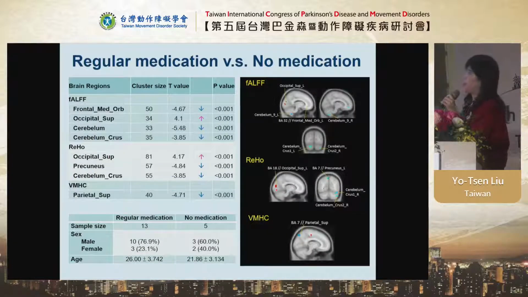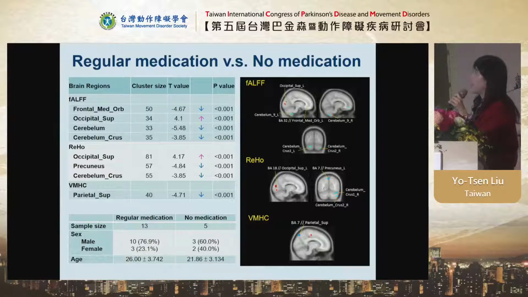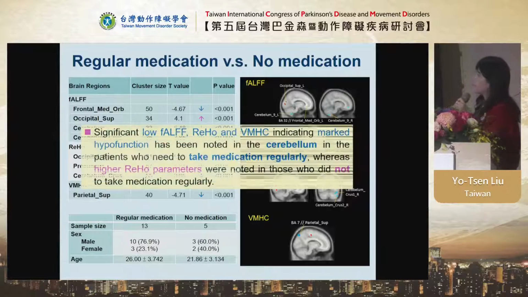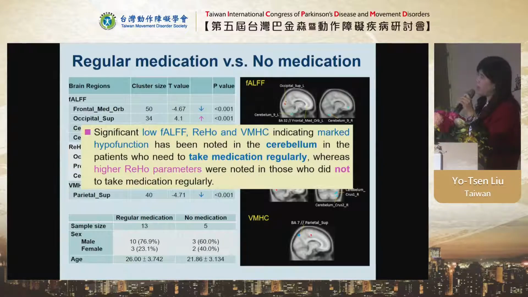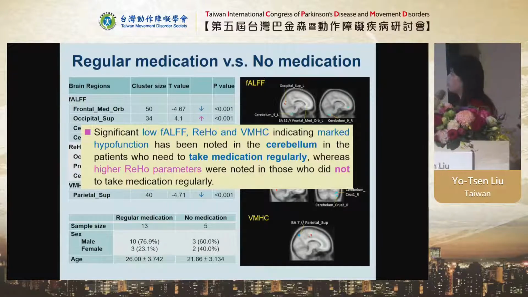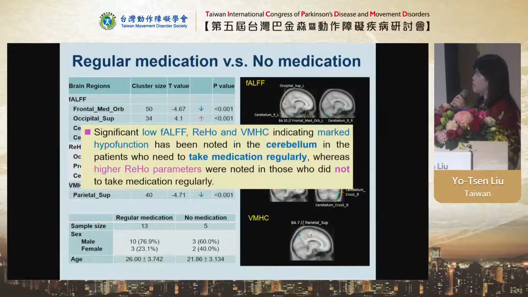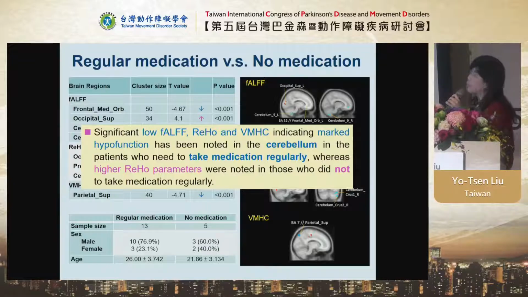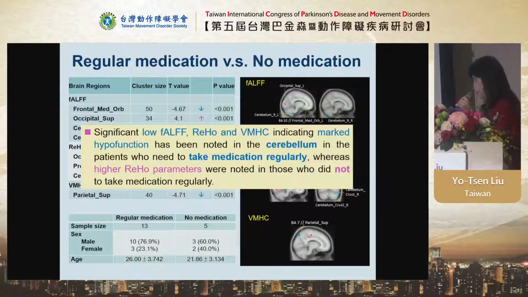study. Then we compared patients who have severe, frequent attacks, so they need to take a drug regularly, and those who have milder symptoms and don't need to take medication regularly. We found that for those who need to take medication regularly, their cerebellum has significantly lower function in all the parameters compared with those who don't need to take the drug regularly.